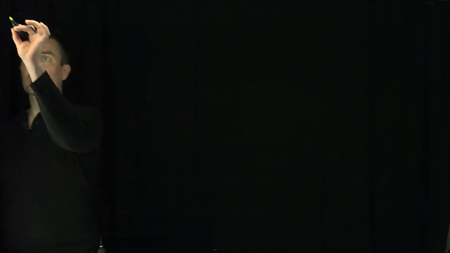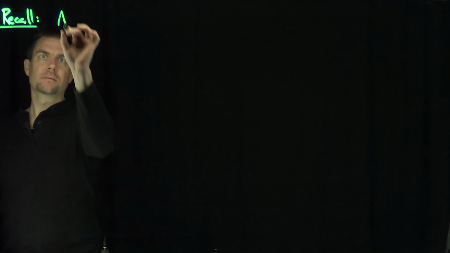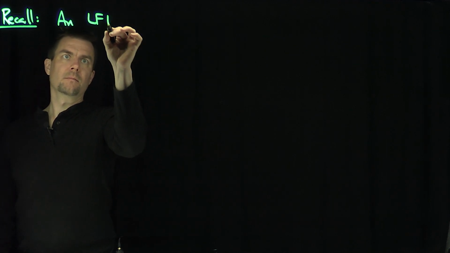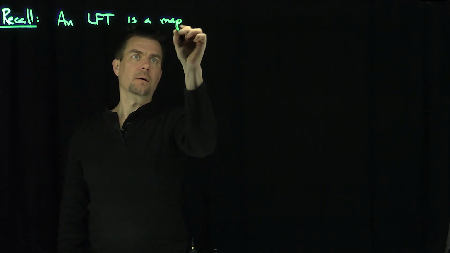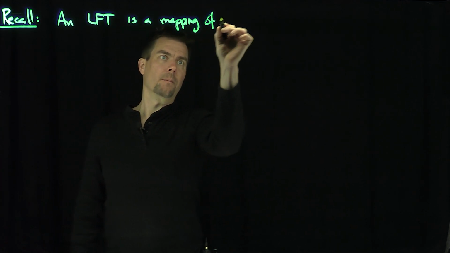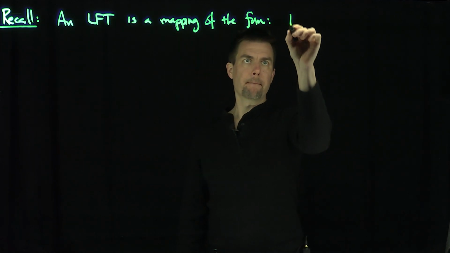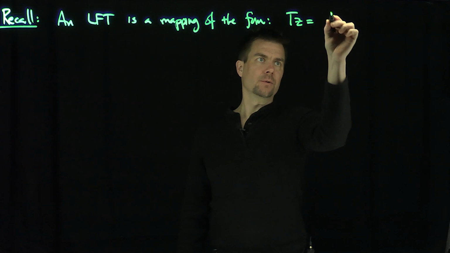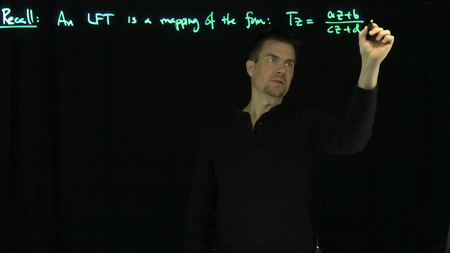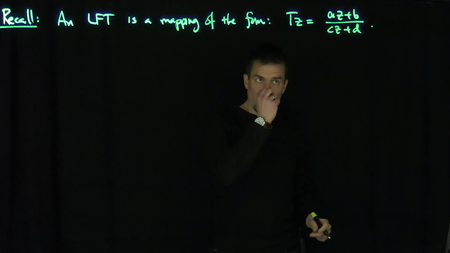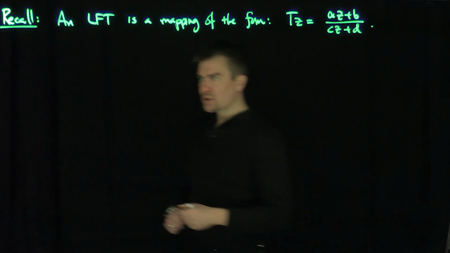Okay? So let's recall that an LFT is a mapping of the Riemann sphere, a mapping of the form T of z equals (az + b) over (cz + d), okay? And so what I want to do is introduce a couple different transformations of the complex plane. So what are some transformations?